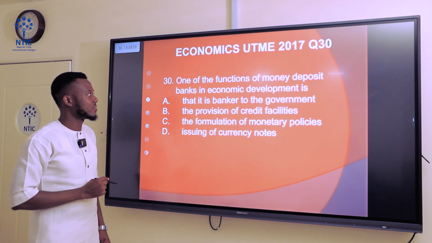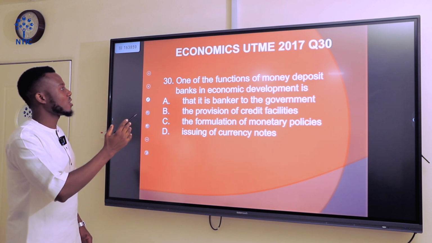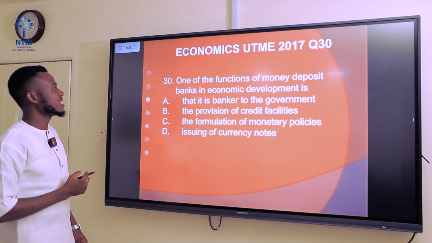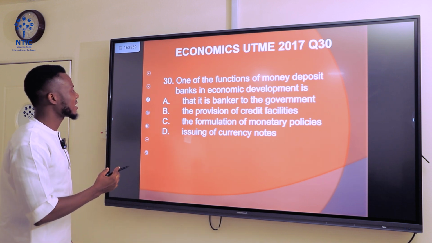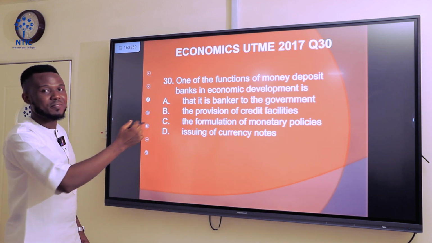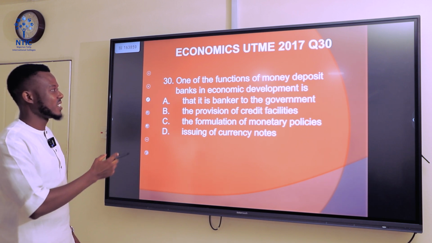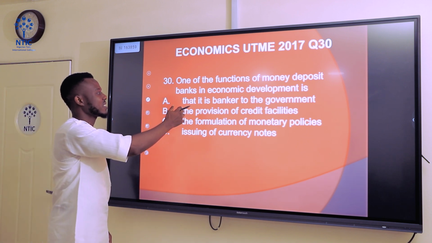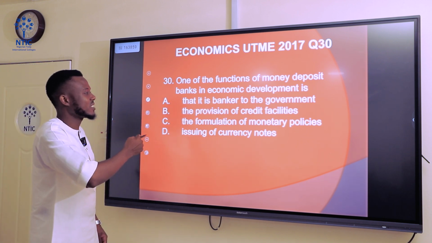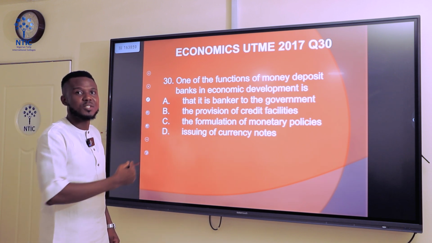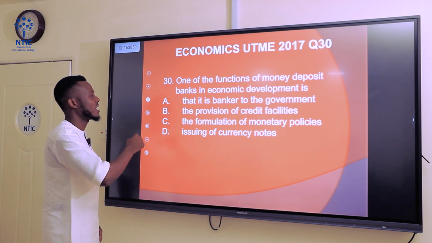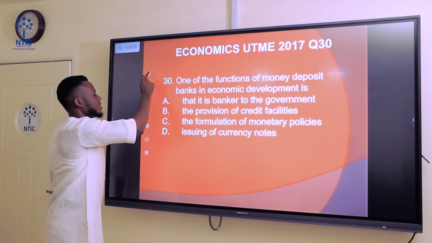Question 30. One of the functions of a money deposit bank in economic development is that it provides credit facilities to businesses. It is only the central bank that serves as banker to the government. Only the central bank formulates monetary policies as well as issues currency. Hence, our answer is B.